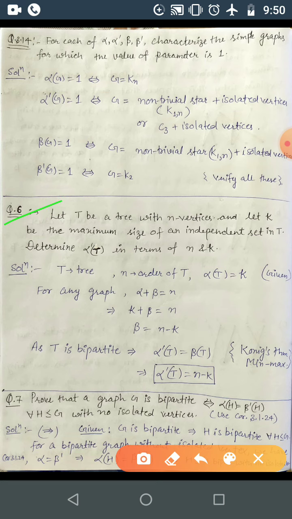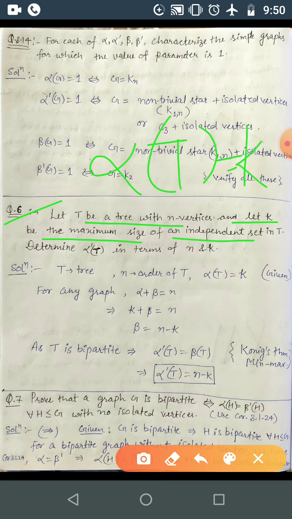Now you can take this question, number 3.1.6. Let T be a tree with n vertices, and let k be the maximum size of an independent set in T. That is, k is the independence number of the tree, alpha of T. Determine alpha dash of T, the maximum matching cardinality in T, in terms of n and k. n is the order of this tree.